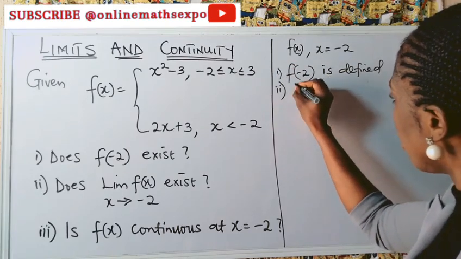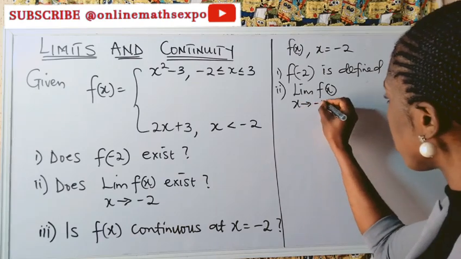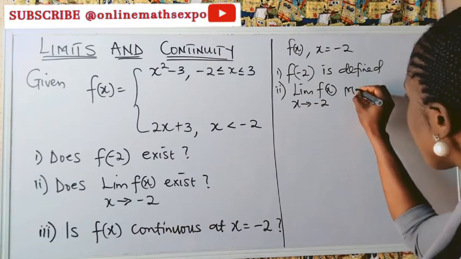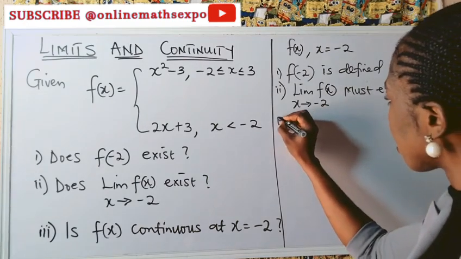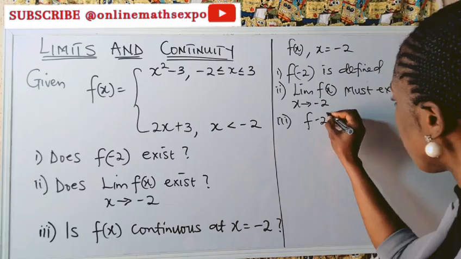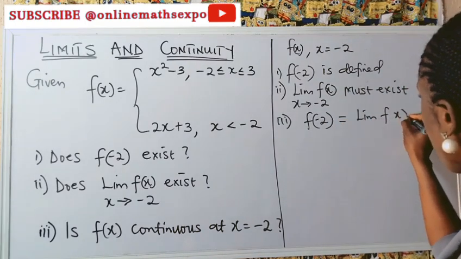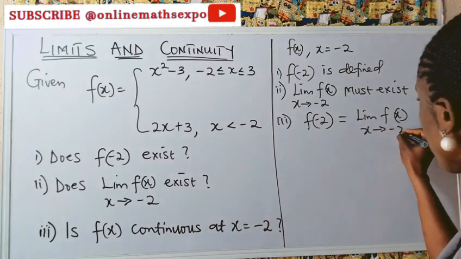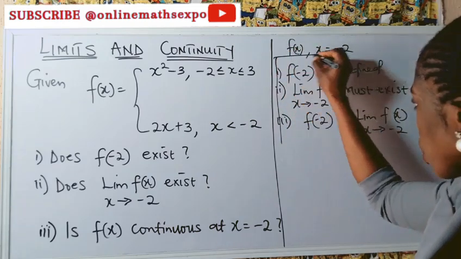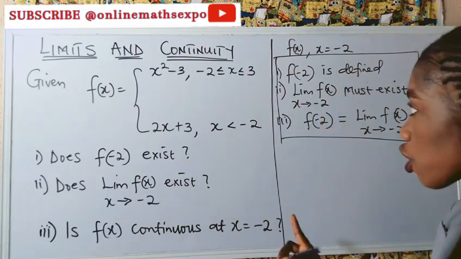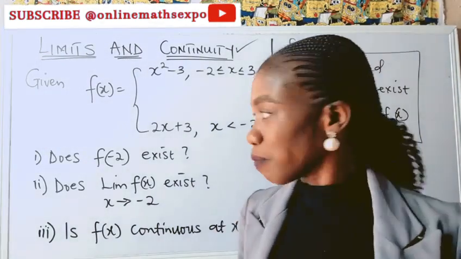Two, the limit of the function as x approaches -2 must exist. Then three, f of -2 must be equal to the limit of f of x as x approaches -2. I hope you got that. These three conditions must be satisfied for a function to be continuous. Now let's take them one at a time.